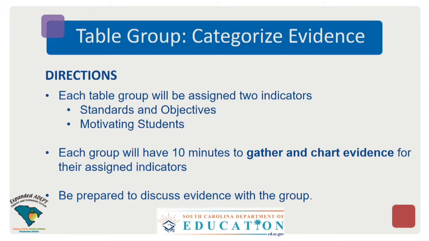This next slide covers categorizing the evidence. Participants can create a 2-column chart and record teacher on the first column, then record the student evidence on the second column. As a trainer, you can have participants discuss the evidence they collected for instruction rubric, standards and objectives, and motivating students.